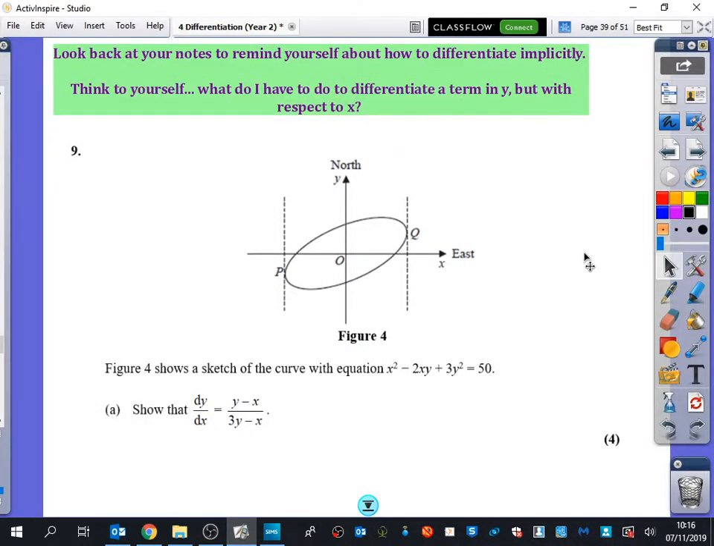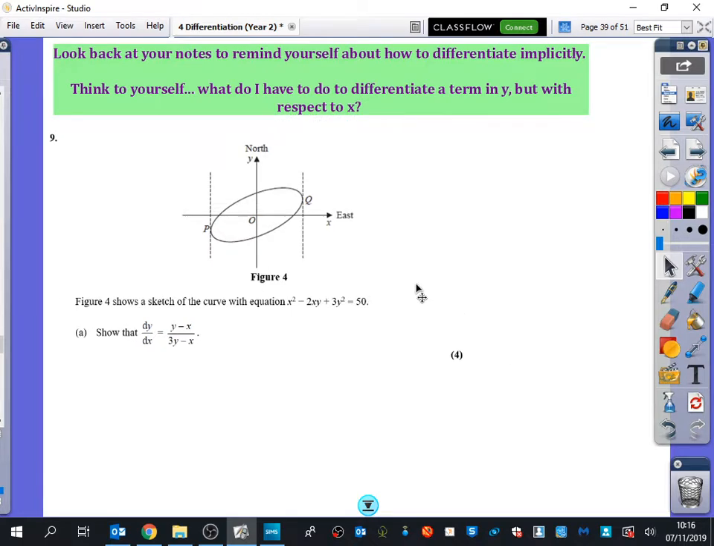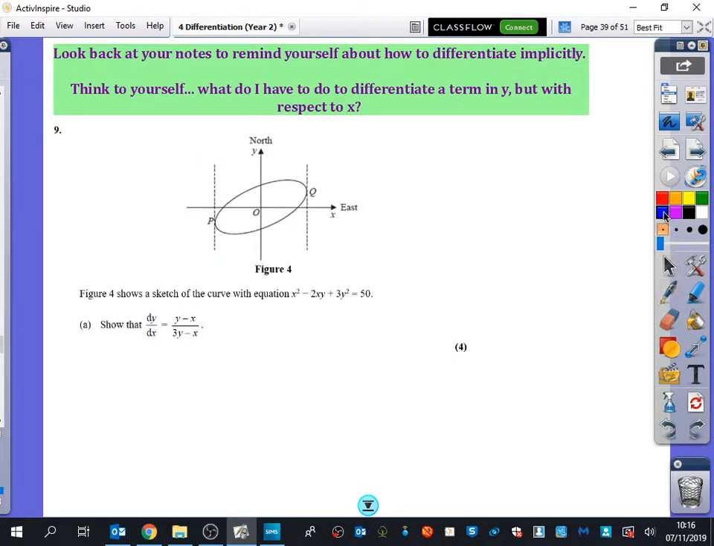Having a look at this first one we've got here, just a bit of a reminder of some of these things. The only thing I guess you need to be careful of is the use of the product rule. So we've got x squared minus 2xy plus 3y squared equals 50.